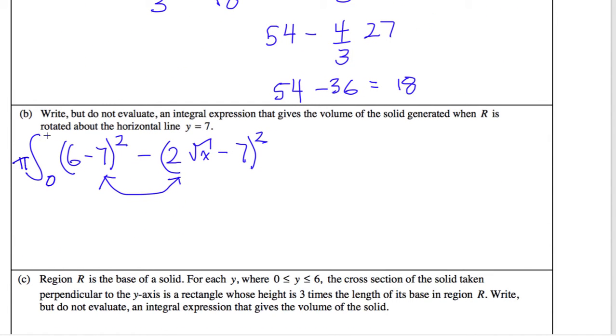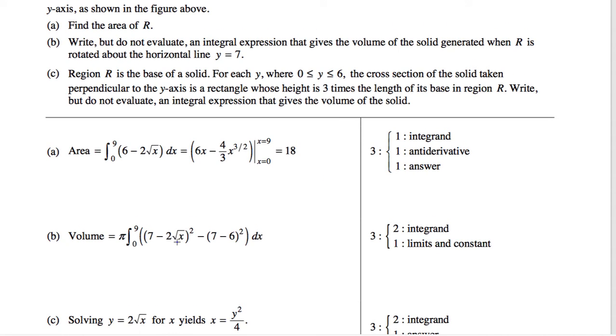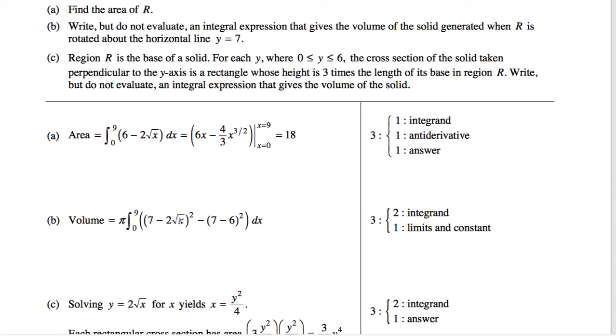Evaluation from 0 to 9. Don't forget a dx in there. Probably need some brackets to let you know you're multiplying all those by dx. And I think that's the answer. Let's check. How do we do? Yeah, they do it backwards. That's okay. Squared, 0 to 9. Yeah, so we get 1 point for 7 minus 2 square root of x squared, 1 point for 7 minus 6 squared, and 1 point for the 0 to 9 and pi.